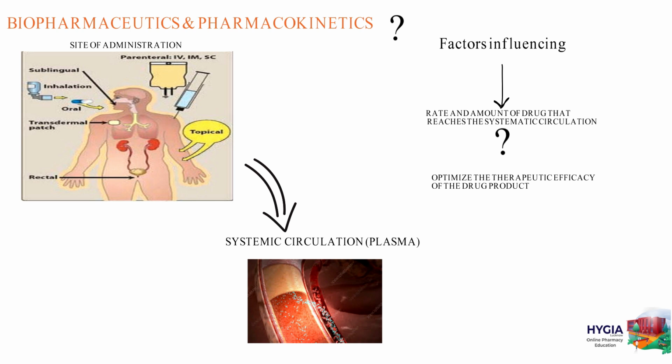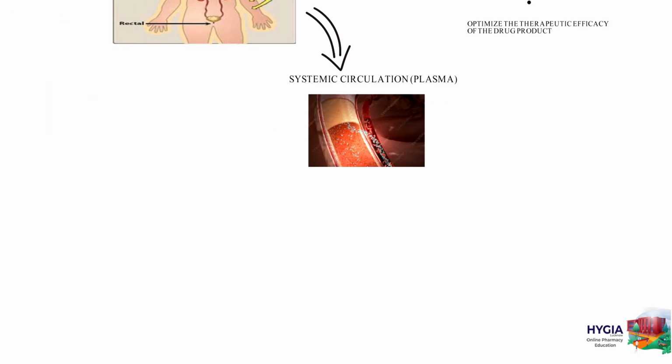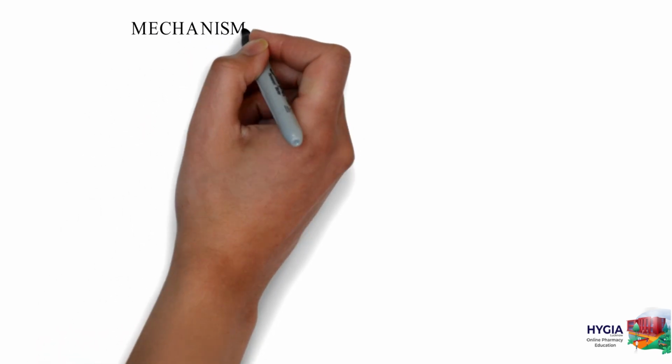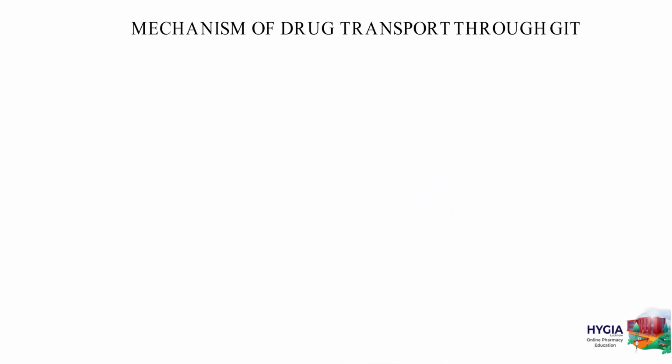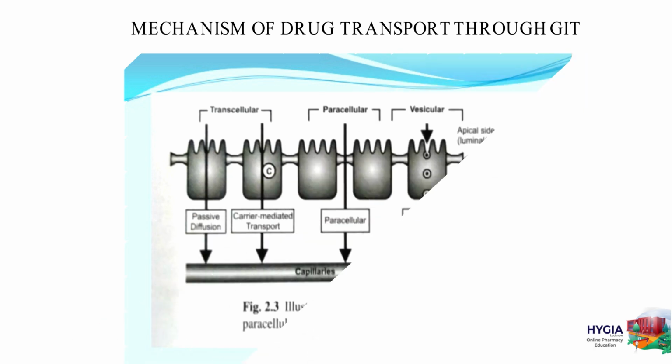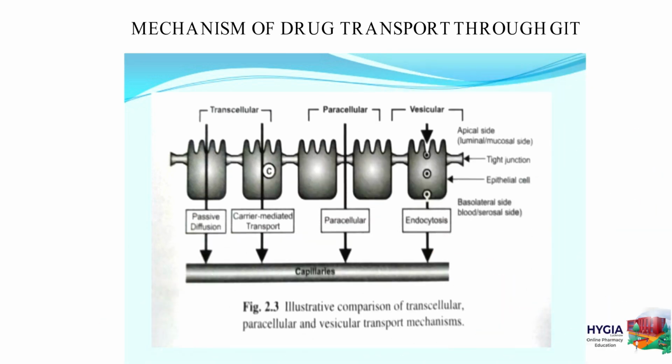Alright, moving ahead to the topic of today's session, that is mechanism of drug transport. I could say mechanism of absorption as well, but rather than absorption I have mentioned drug transport. Why? Because the drug is not directly absorbed when it is given through the GIT. It has to pass through a barrier made up of GI epithelium cells, which is made up of phospholipids. So it is known as drug transport.